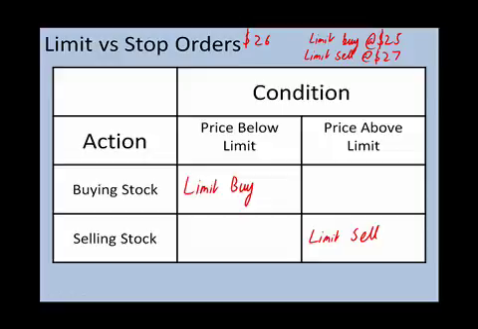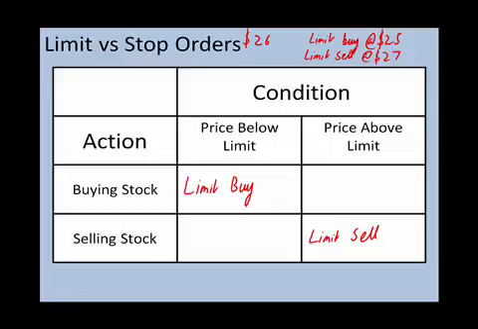And there are some delays. It takes time to transmit orders around the world or around the country. But you'd hope that if you place a limit buy at $25, and the price hits $25, your trade should be executed very close to $25.